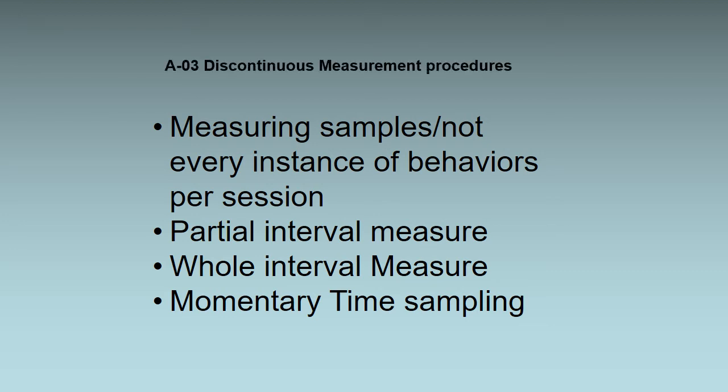Contrast that with continuous measurement procedures. Discontinuous measurement procedures means that we're going to measure samples, or not every instance of the behavior per session. There are three primary types of discontinuous measurement procedures: partial interval measures, whole interval measures, and momentary time sampling.